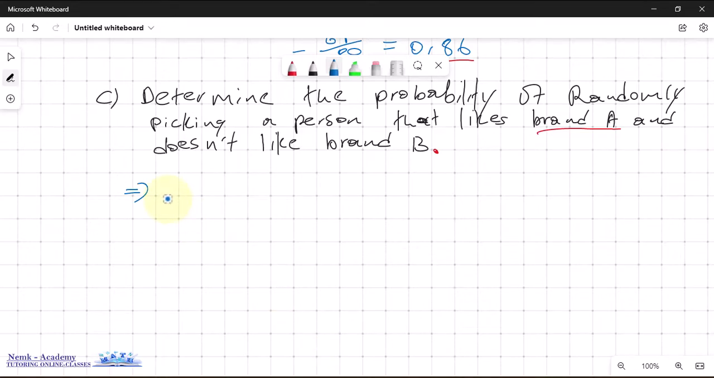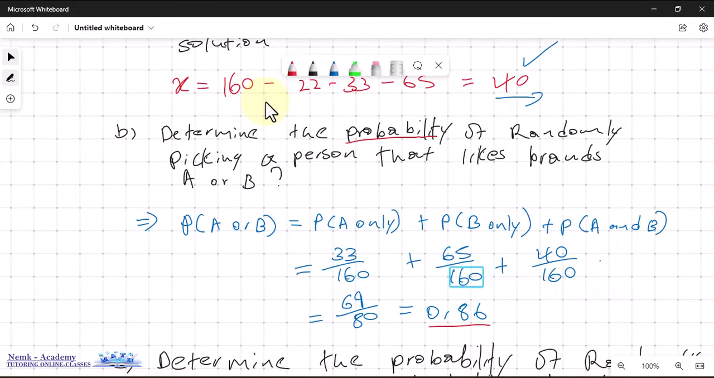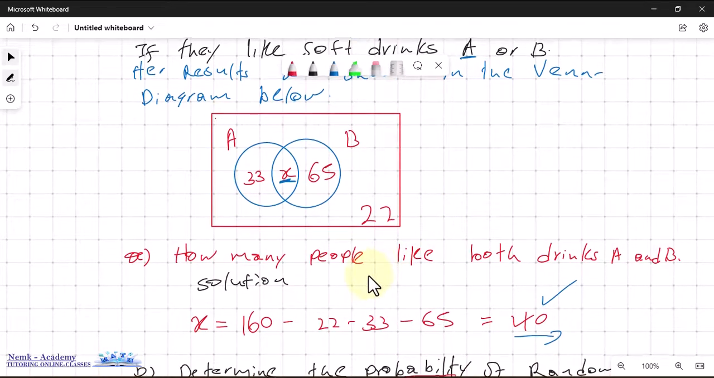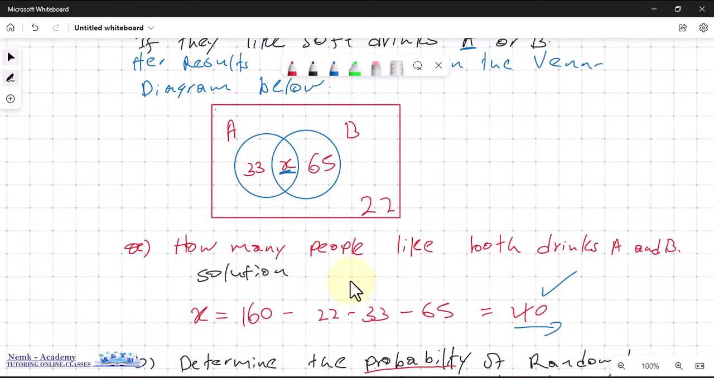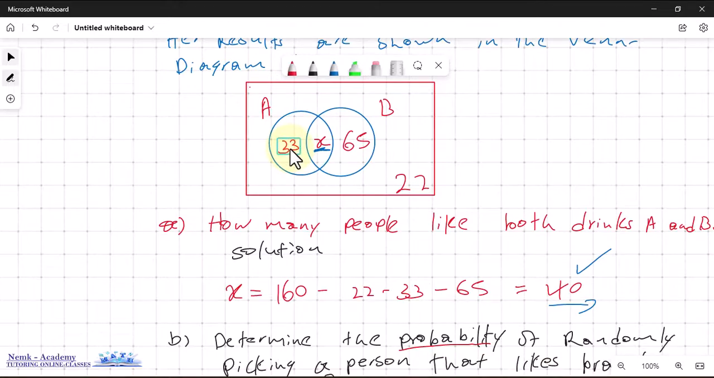Okay, what do you think is going to be the answer? Just roughly. Our numerator will be what? And then our denominator will be what? Numerator 33 is divided by what? 160. Yes, over or divided by 160 is the same thing, right? So that's correct. It's going to be 33 over 160.